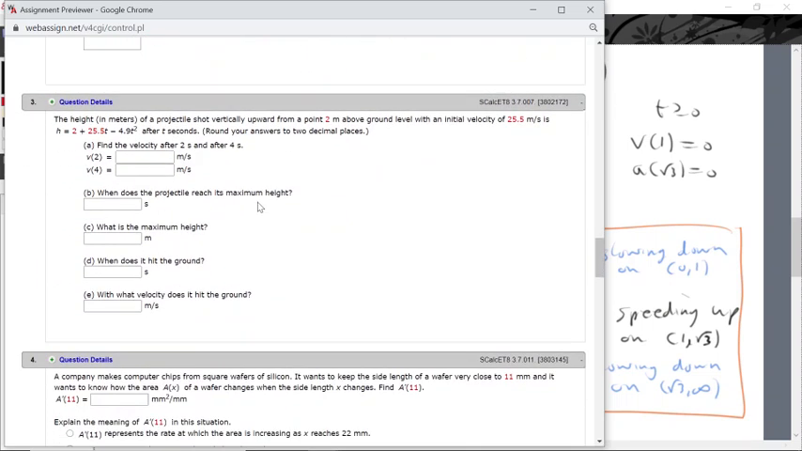When does a projectile reach a maximum height? Suppose that an object is shot vertically upward from a point 2 meters above the ground. We have an initial height. That initial height is absorbed into the height function right here. That is, when t is equal to 0, height would equal 2. This is the initial height.